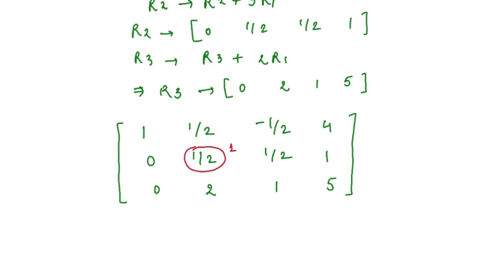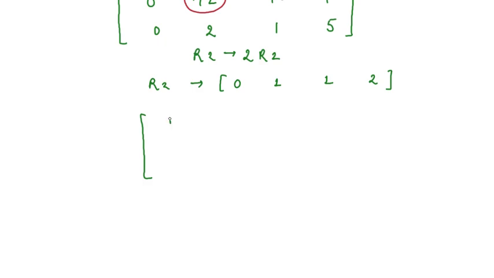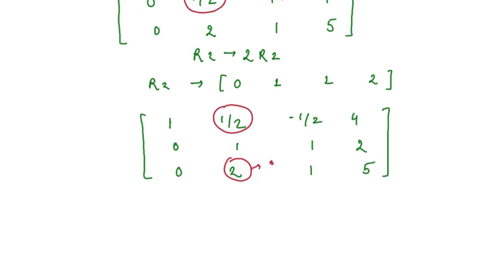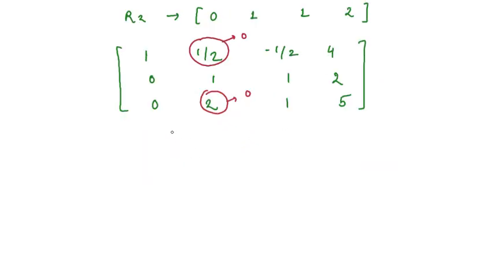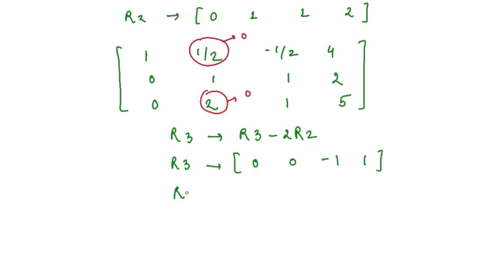Applying this R2 as twice of R2. Simply we get this R2 as 0, 1, 1, 2. And the matrix becomes 1, half, minus half, 4, 0, 1, 1, 2, 0, 2, 1, 5. Unlike that Gauss elimination method, here we eliminate both above and below the pivot. So we need to apply this R3 as R3 minus twice of R2. Then we got the results as this R3 equals 0, 0, minus 1 and minus 1.